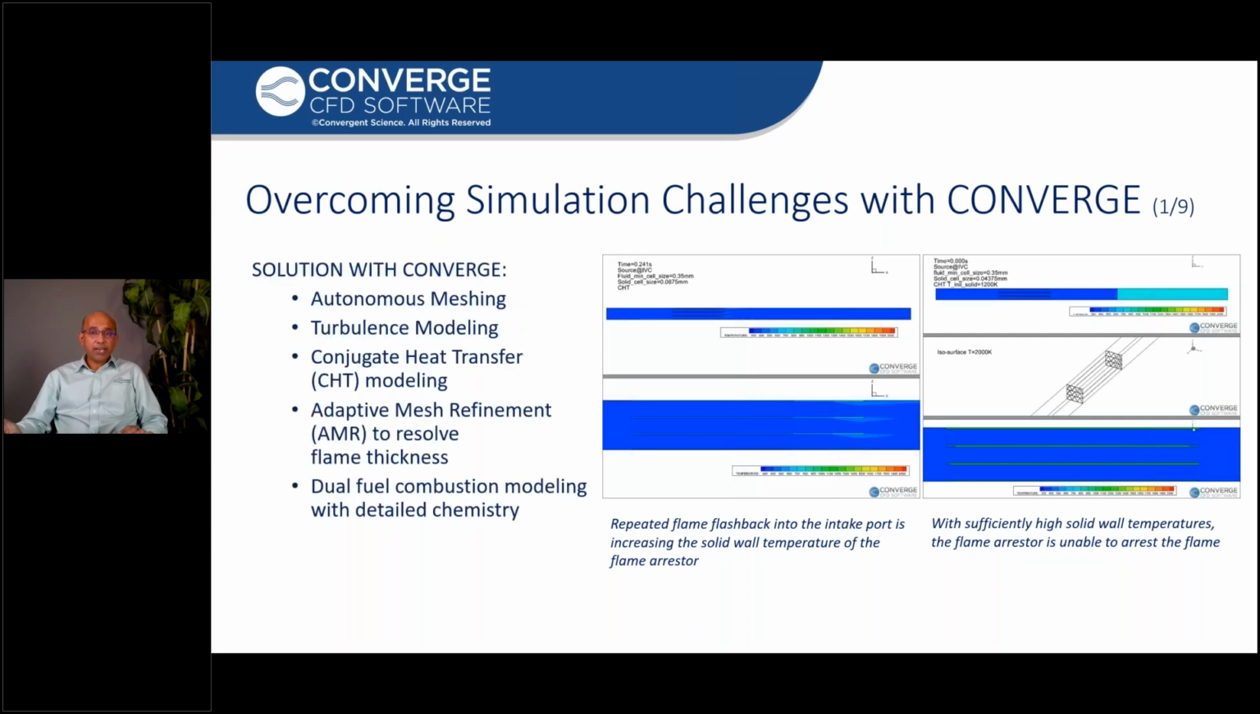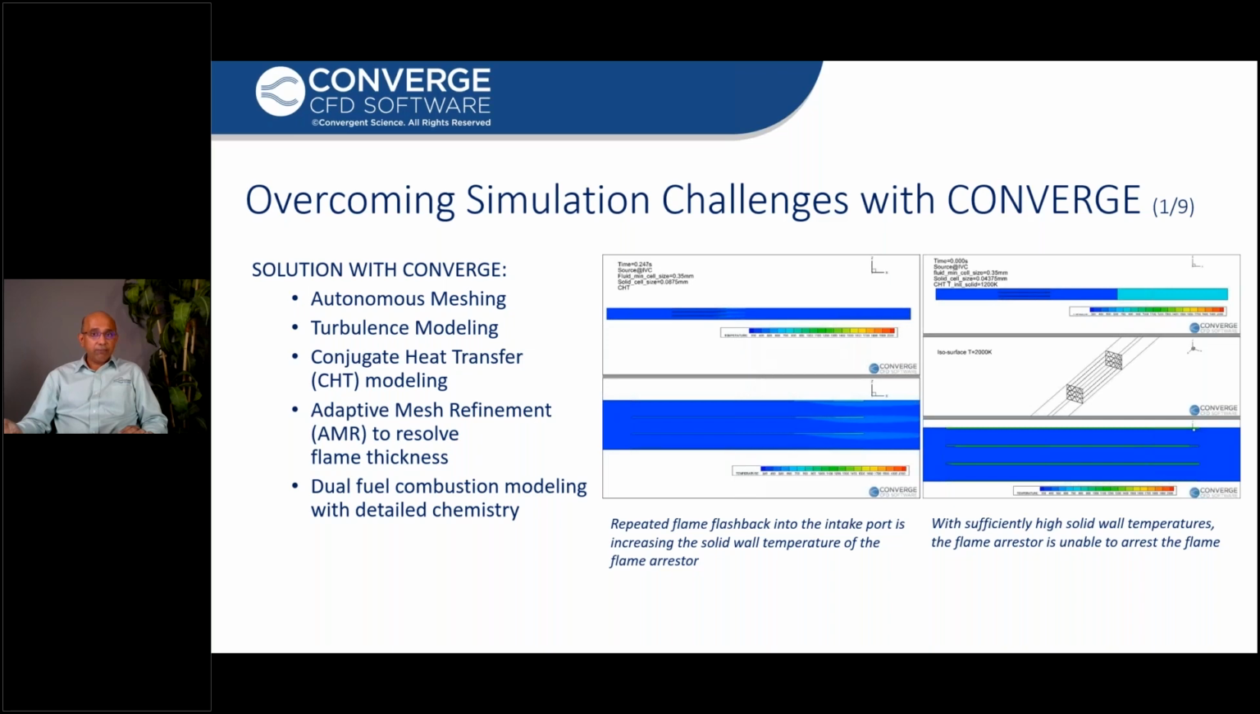A flame arrestor has a large number of channels that are quite small in their widths. CONVERGE autonomous meshing is quite useful in this scenario. The flow, combustion, and wall heat transfer within these small channels need to be modeled in order to figure out if the flame is quenched or not within the channels. CONVERGE's capability to model turbulent reacting flows with conjugate heat transfer can be quite useful to predict how the metal heats up upon interactions with the numerous backfires over many engine cycles.